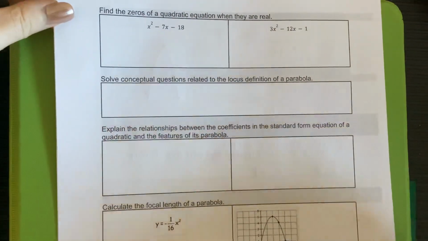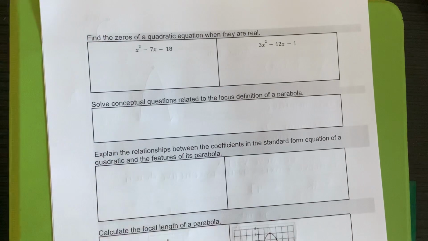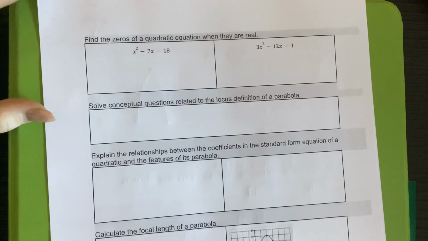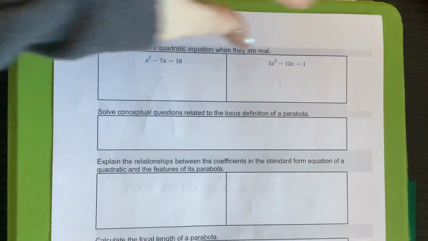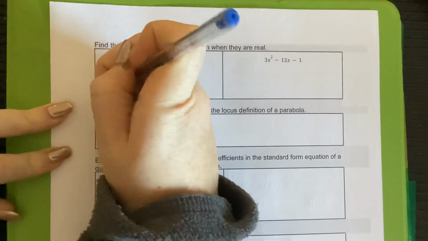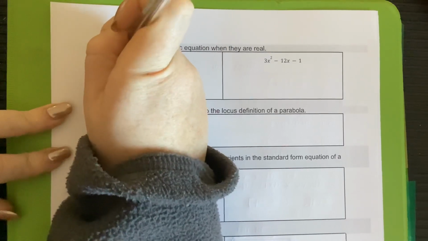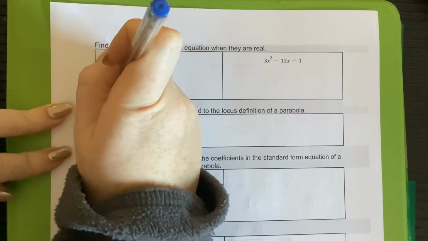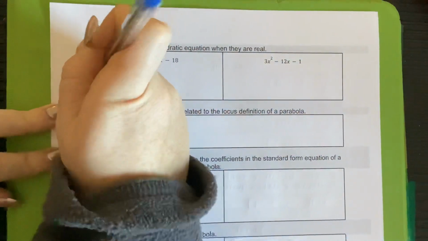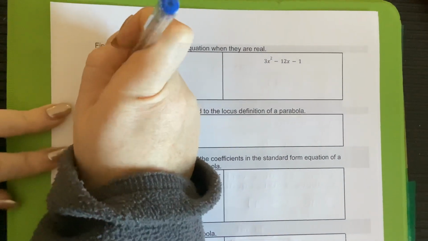Find the zeros of the quadratics when they're real. So if you ever want to find the zeros, there's more than 2, but 2 main ways. You can factor or you can use the quadratic formula. I always like to try to factor first, because with the quadratic formula there's just more room for error. If you try to factor here, multiplies to give us -18, adds to give us -7. We know that's going to be -9 and 2.